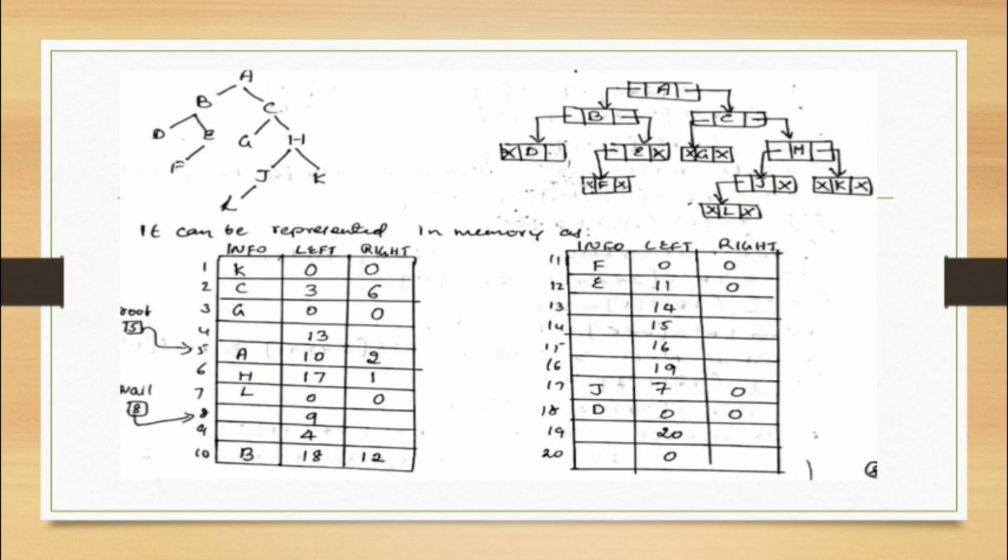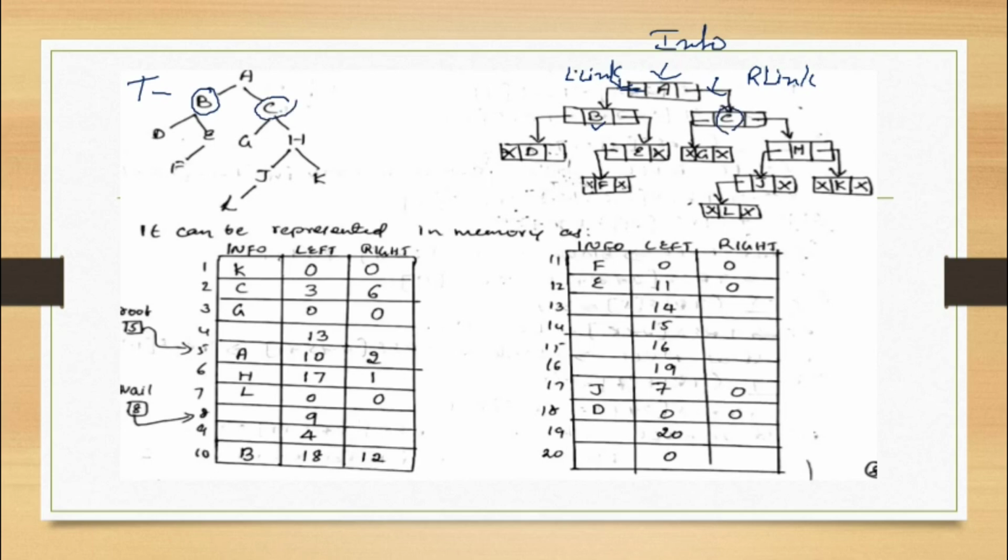So let us understand in detail. This is our binary tree T. A is the root, students. In the linked representation, A is the root, and it has the left link and the right link. This is the L link, this is the R link, and this is the info. What do you have in the left link of A? You have B, so that is why B is stored here. And in the right link of A you have C, so that is why C is stored here.